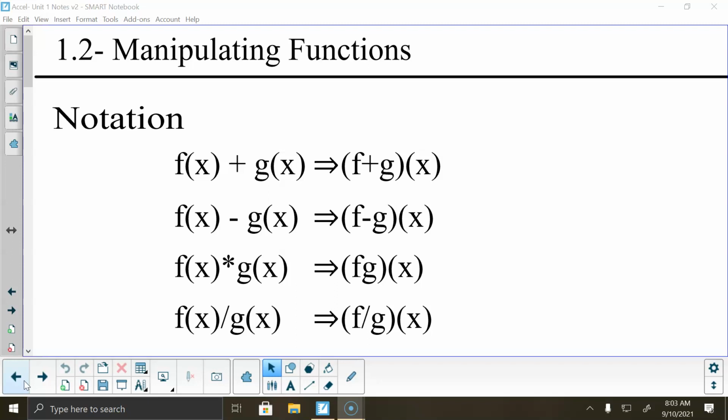Alrighty, so 1.2 today. These are our notes. We're going to start manipulating functions today: adding, subtracting, multiplying, dividing, and a little bit of simplification.